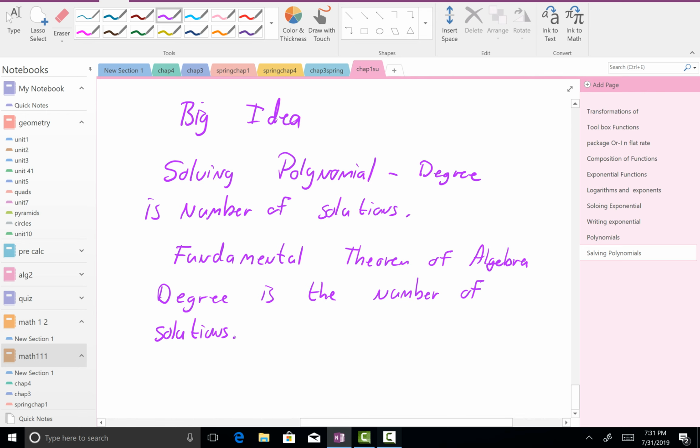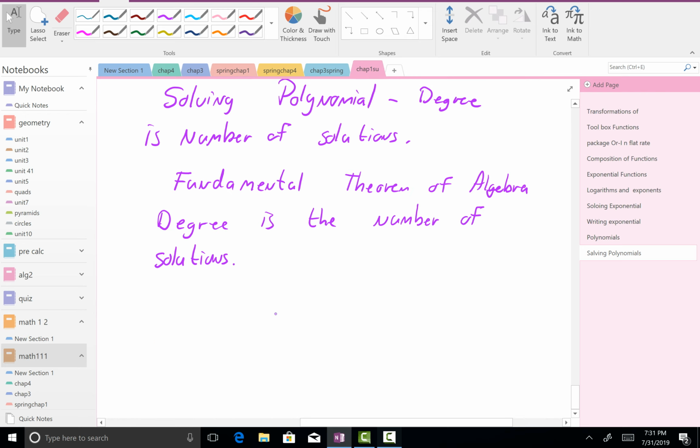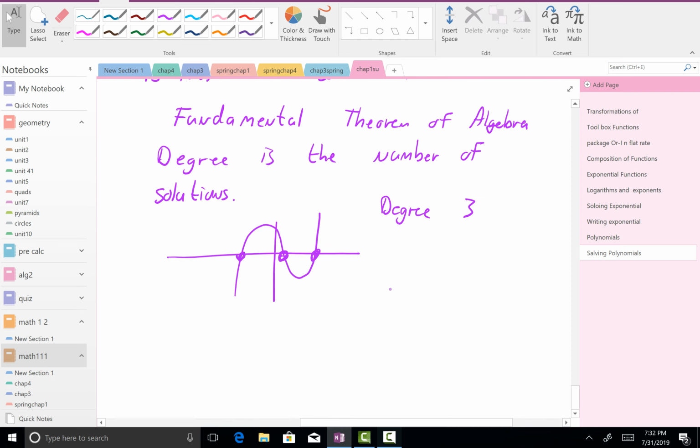So what does that mean? Let's go to our cubic. The degree is 3. How many solutions does it have? 3. 1, 2, 3. But remember, you told me you could have just 2. The degree is 3. How many solutions does it have? What does the fundamental theorem of algebra say? 3. What did we learn Monday about this?